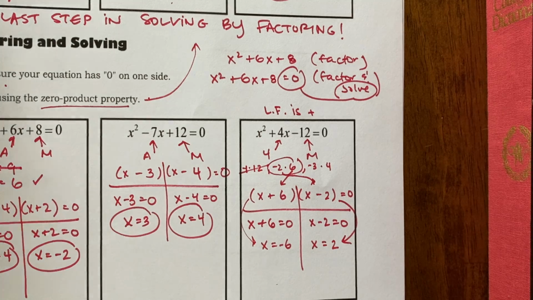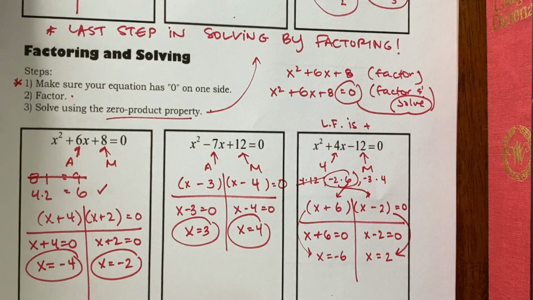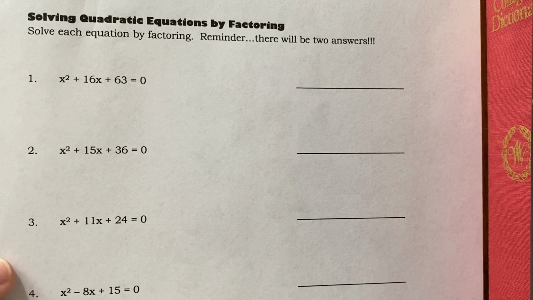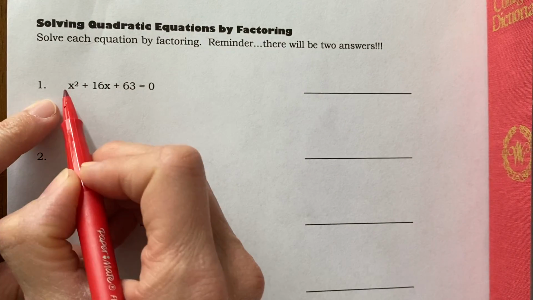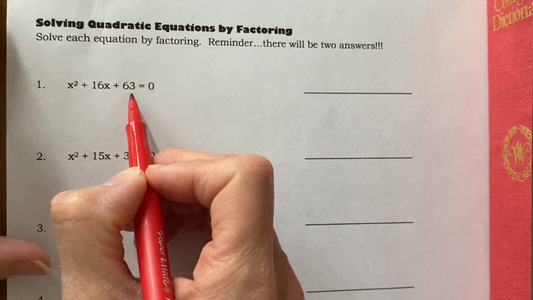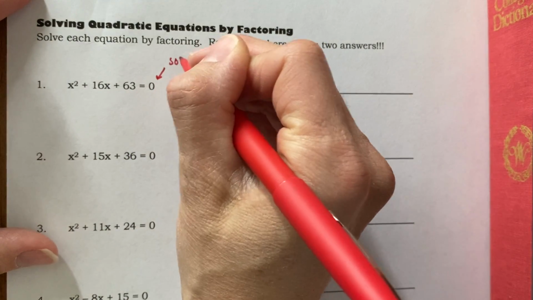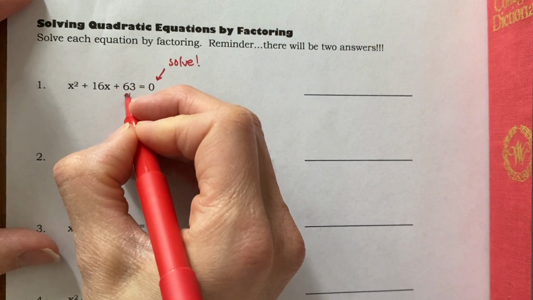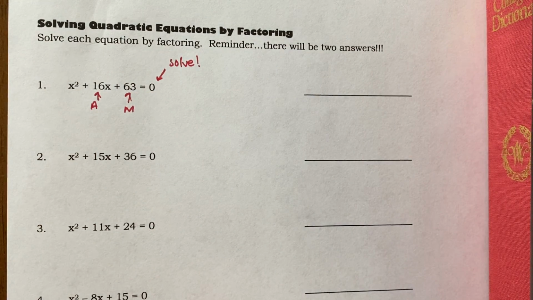Okay? All right, so those are your notes for today. Your optional assignment is just a whole bunch of these. So again, solving by factoring. If you look at number 1, x squared plus 16x plus 63 equals 0. Again, this equals 0 tells you to solve it. So what multiplies to 63 and adds to 16?